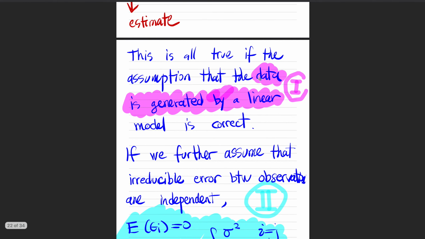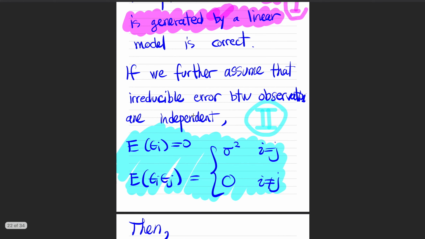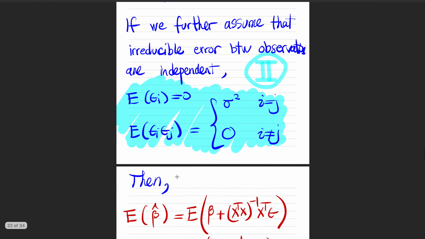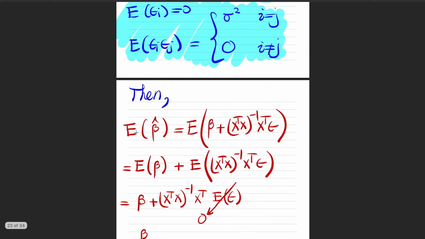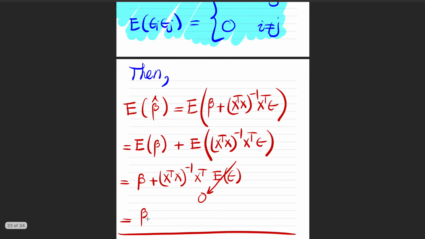This is all true if the data is generated by the linear model, and if we further assume that the errors between observations are independent, which we spoke about before. Then we can say that the expected value of beta hat is just beta. So beta hat is an unbiased estimate of beta. You can do the math. It's pretty straightforward going from here to here.